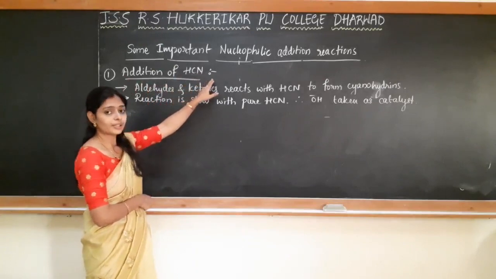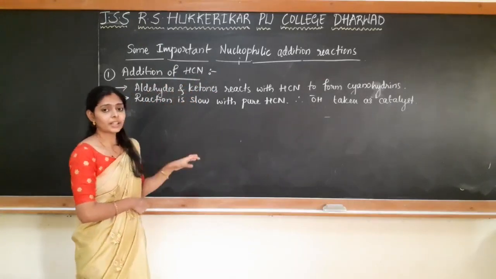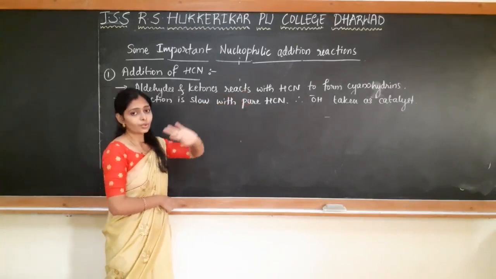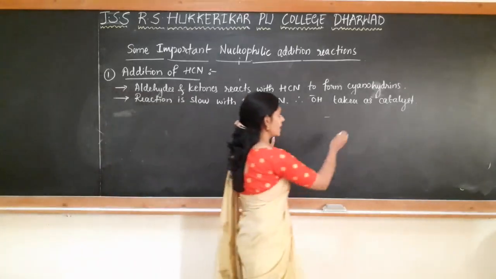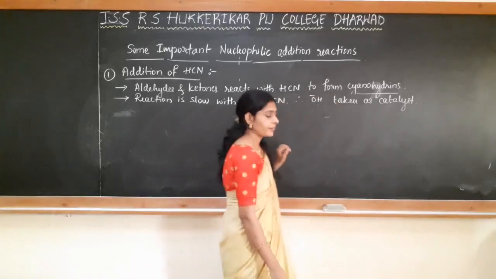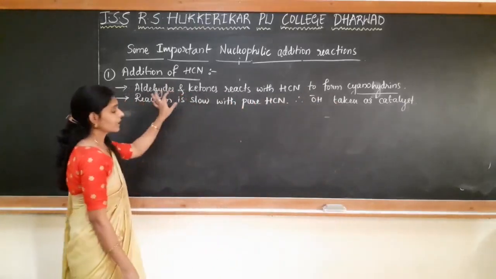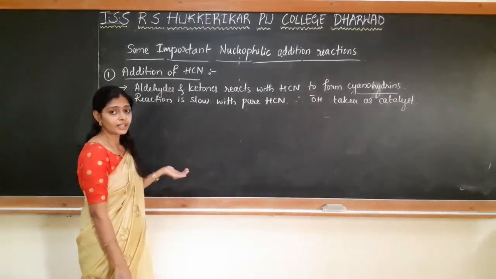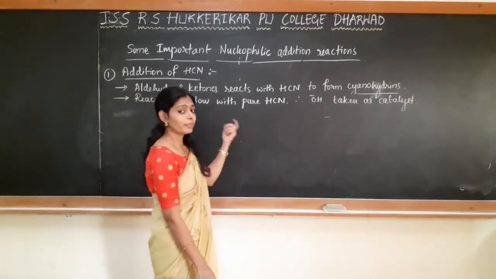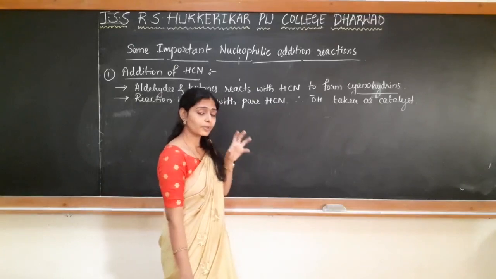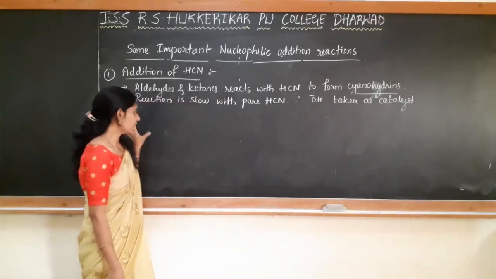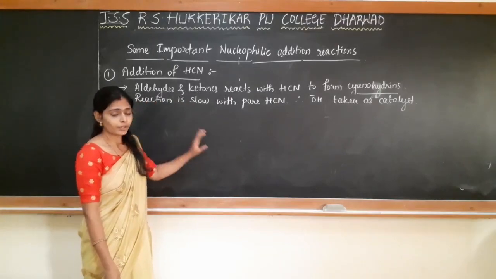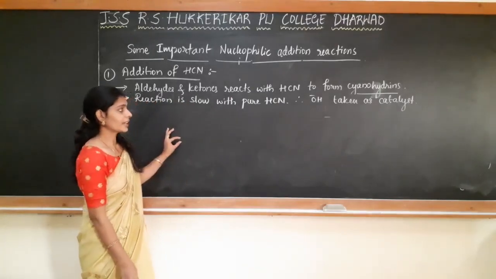HCN is hydrogen cyanide. So when aldehydes and ketones react with hydrogen cyanide, they give respective cyanohydrins. The formed products are called cyanohydrins. And when we use HCN in the pure state, it is a very slow reaction. To increase the rate of the reaction, we use a base as a catalyst. If we take an aldehyde and treat it with pure HCN, the reaction is very slow. So to increase the rate of the reaction, what we have to do?